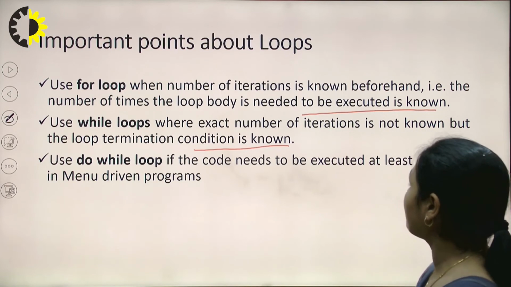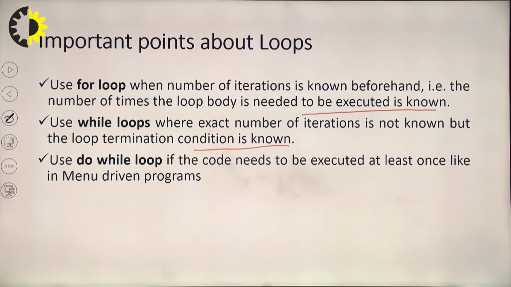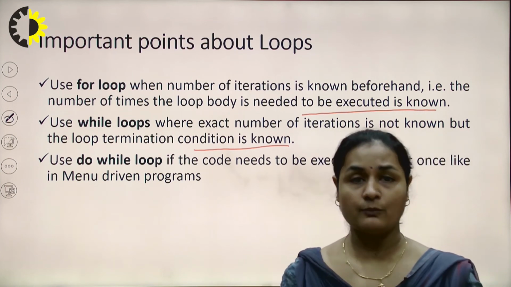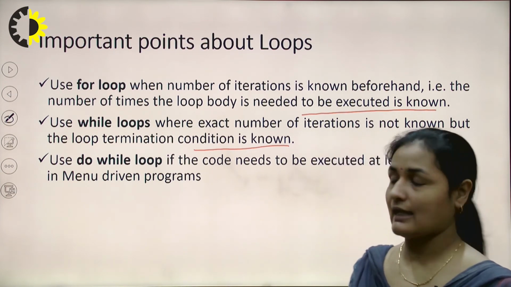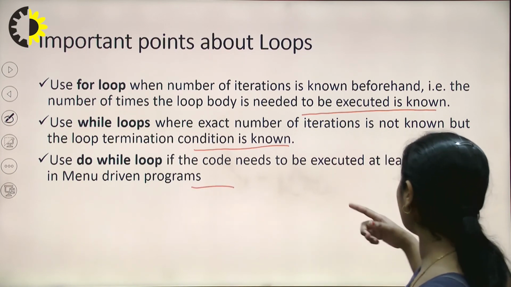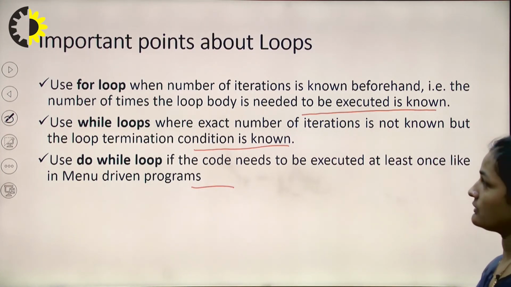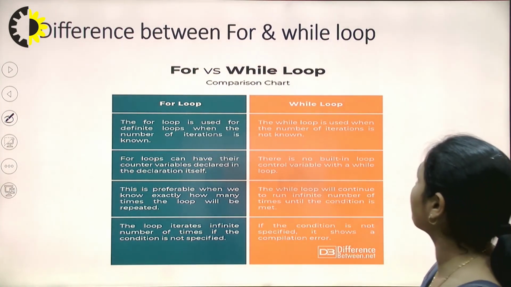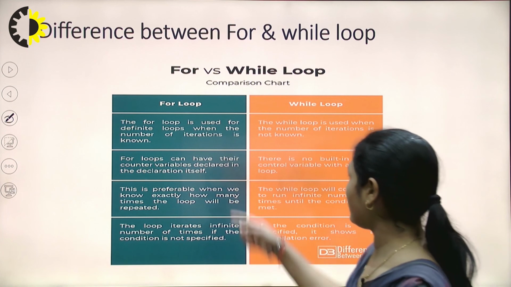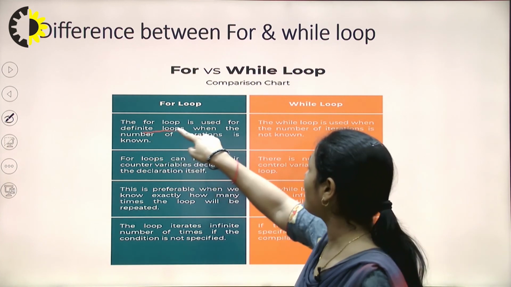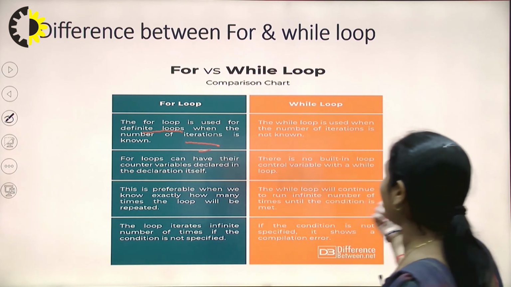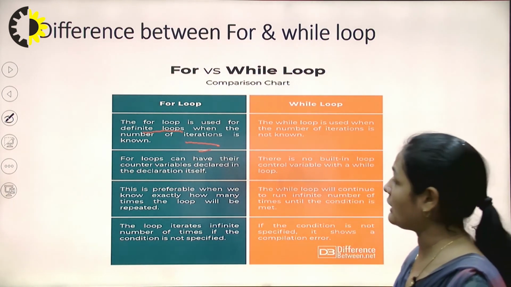Do while loop, if the code needs to be executed at least once, means one time, then we prefer the do while loop, and it is used in menu driven programs. So this is the difference between for and while loop. For loop is used for definite loops when the number of iterations is known, as I already told you, and while loop when the number of iterations is not known.